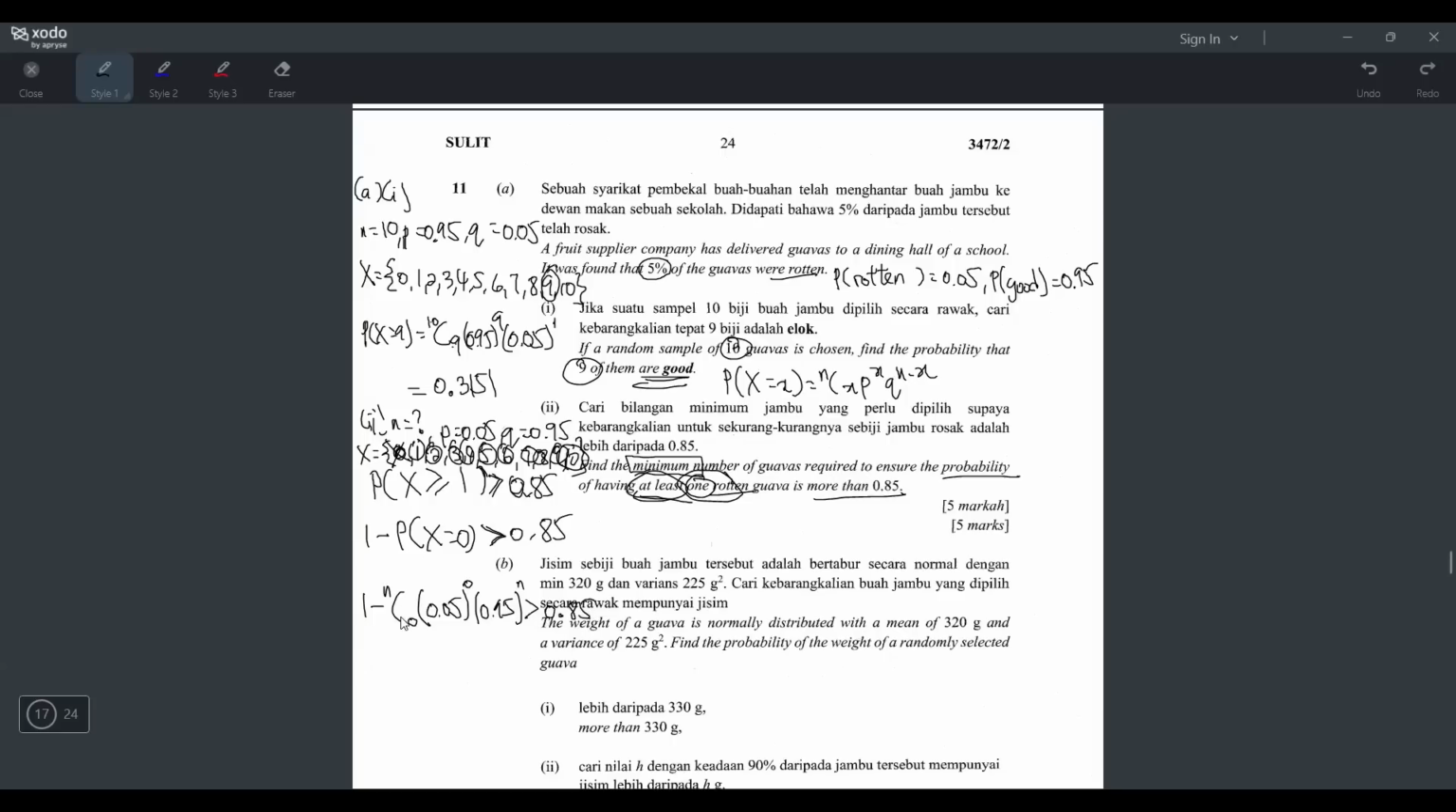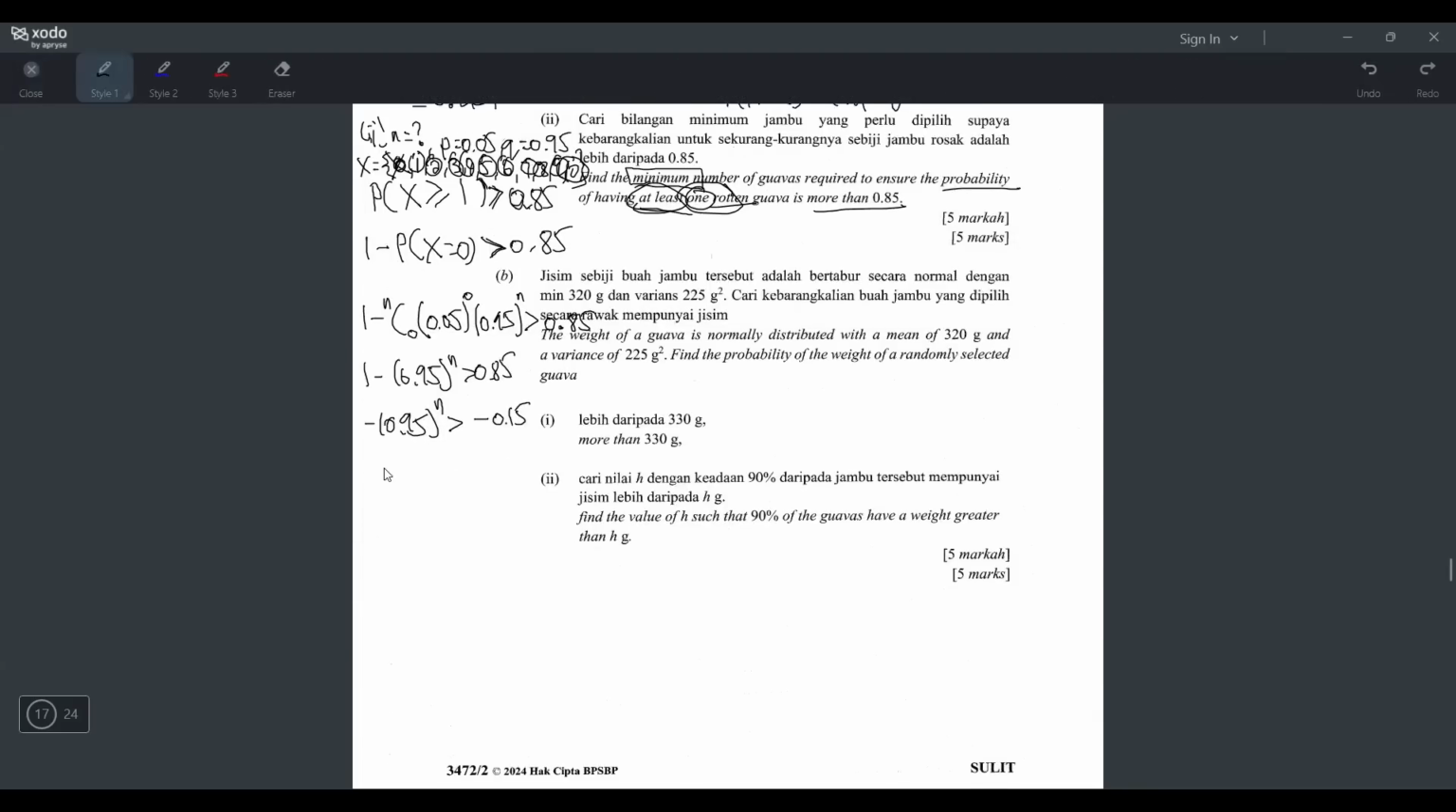Okay, sekarang kita boleh buat yang ini. 1 minus. Okay, nC0 is 1. Actually, anything C0 is 1. You can try in your calculator. 3C0 is 1, 5C0 is 1. So this one 1, sudah boleh potong. 0.05 power 0 is also 1. So boleh potong juga. So just left with 1 times 0.95 power n. Bigger than 0.85. And now you can pindah the 1 to the other side. Because you want to find n, right? So pindah jadi 0.85 minus 1 dapat negative 0.15. Sekarang pindah negative. So when you pindah negative, kena tukar tanda lah.